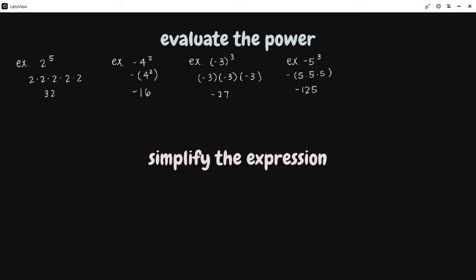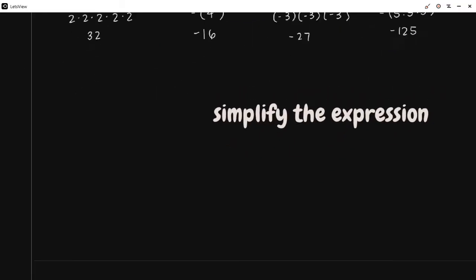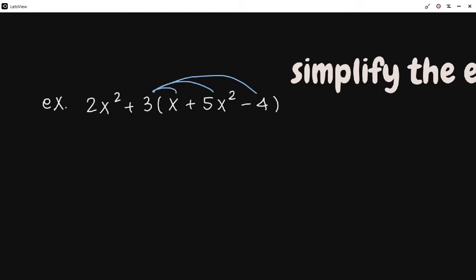Okay, next we're going to simplify the expression. So this is where you'll want to combine like terms. So for example, if we have 2x squared plus 3 times x plus 5x squared minus 4, the first step is to distribute here. So we're going to distribute that since the 3 is on the outside of the parentheses. So the 2x squared stayed the same, and then we have 3x plus 3 times 5x squared is 15x squared. 3 times negative 4 is negative 12.